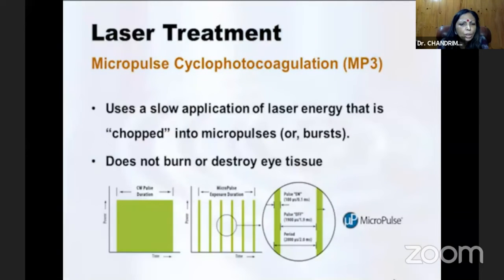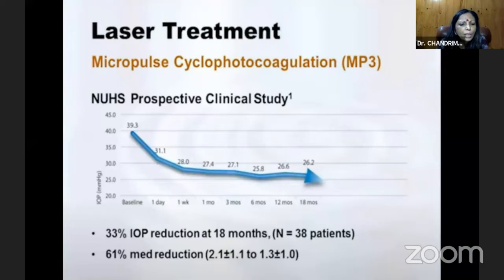So this study shows that it uses the slow application of laser energy that is chopped into micropulse bursts and does not burn or destroy the eye tissue. And the results, as you see out there, 33% IOP reduction at 18 months and 61% reduction in glaucoma medicines after doing this treatment.